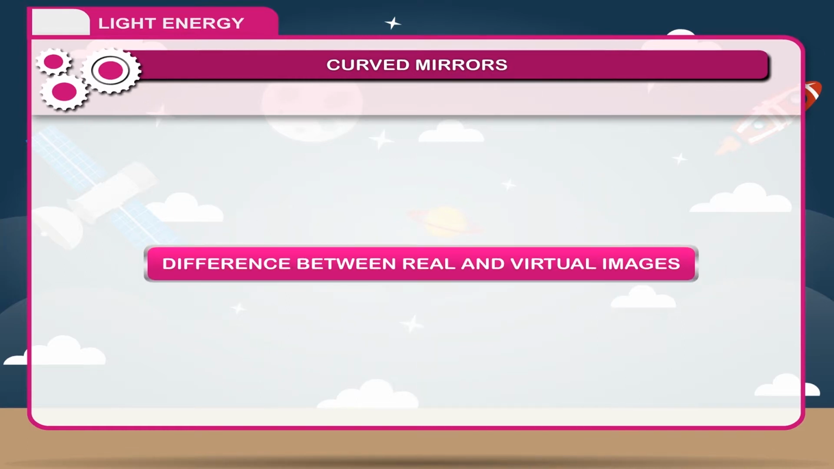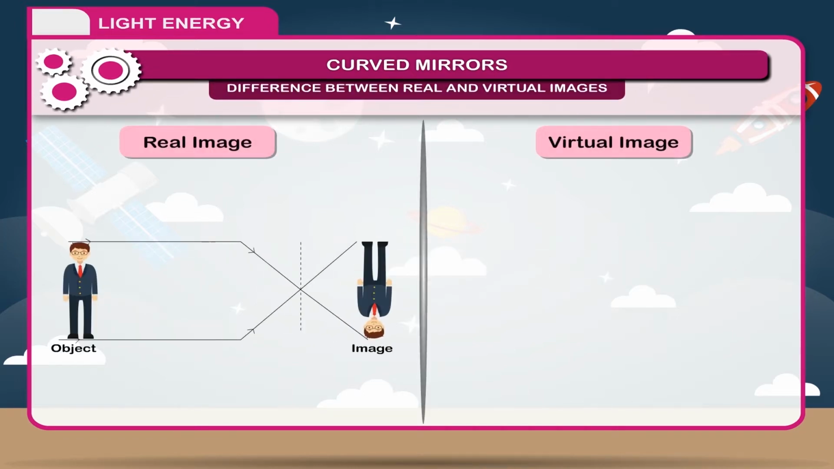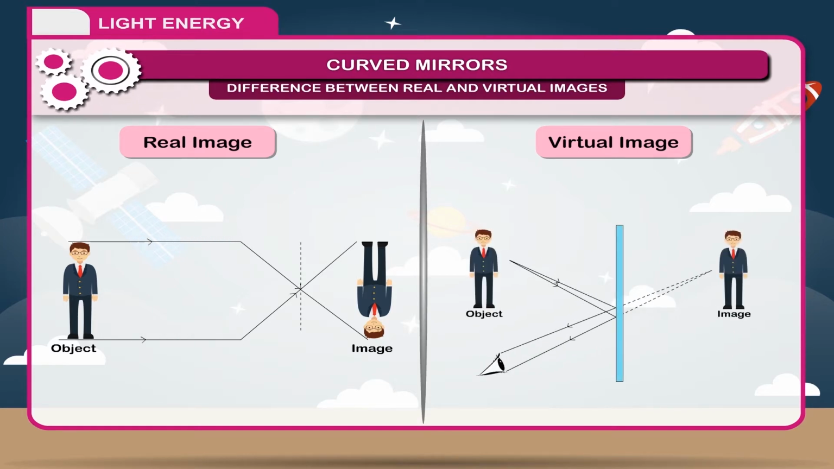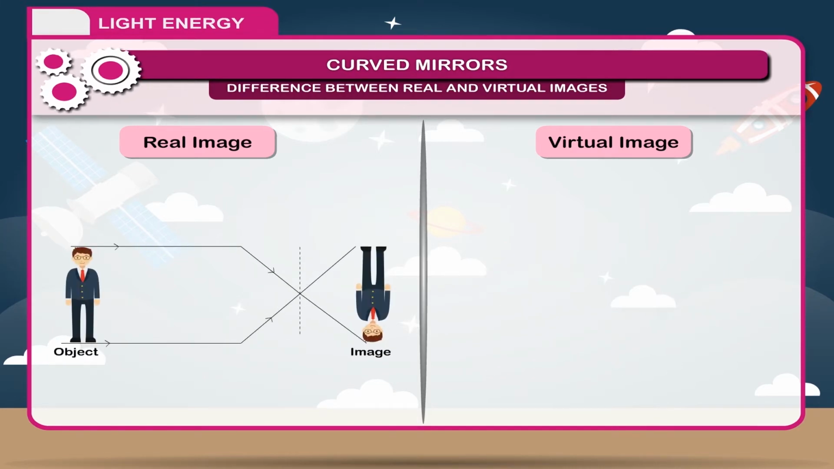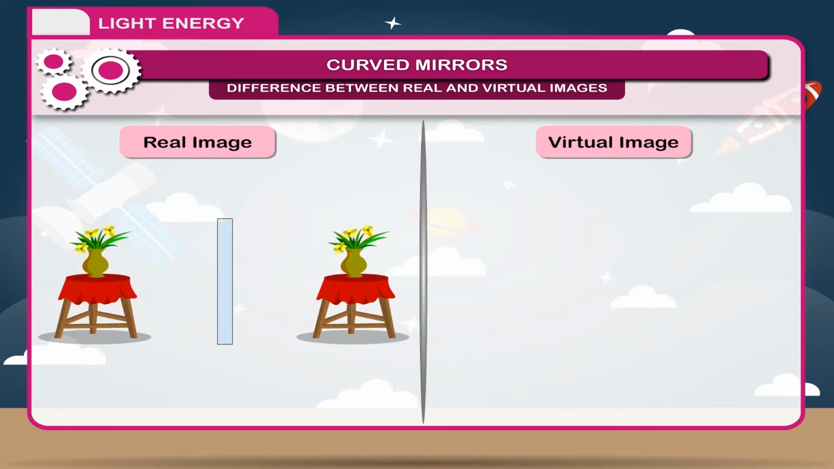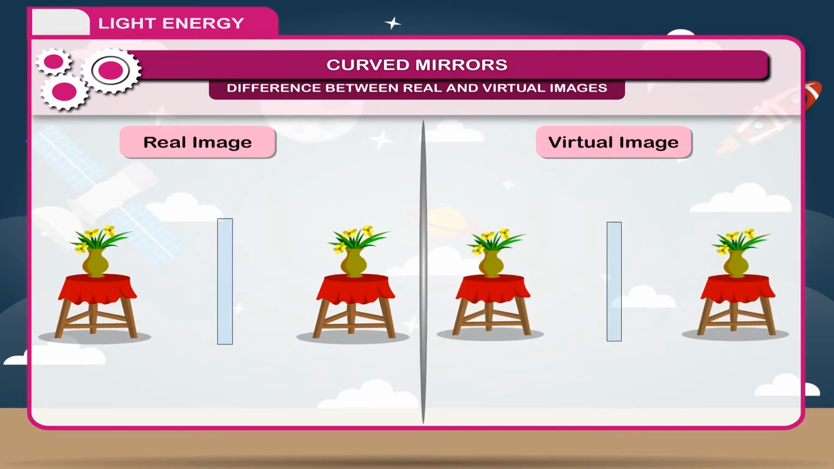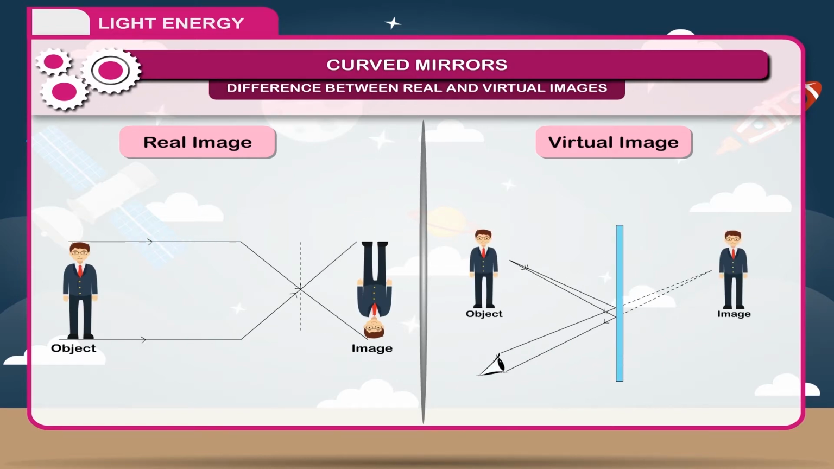Difference between real and virtual images. Real image: 1. These rays after reflection actually meet at a point. 2. It is always inverted. 3. It can be obtained on a screen. 4. The image is formed in front of the mirror. Virtual image: 1. These rays after reflection appear to meet at a point. 2. It is always erect. 3. It cannot be obtained on a screen. 4. The image is formed behind the mirror.